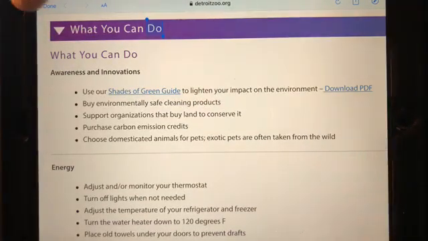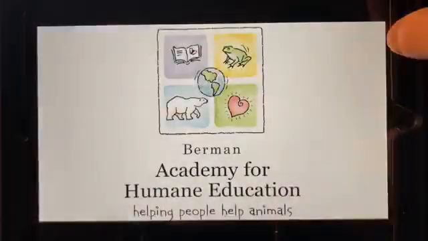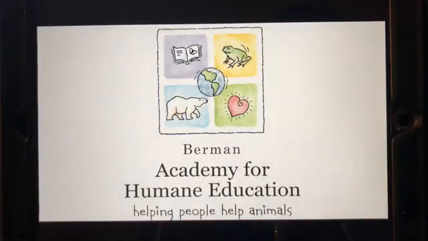And that leads me to another one of our pillars, which is humane education. The DZS is home to the Berman Academy for Humane Education, which is a one-of-a-kind initiative that's allowed us to incorporate the principles of humane education into all of our educational programming. And those are summed up by helping people help animals, and also by walking softly.